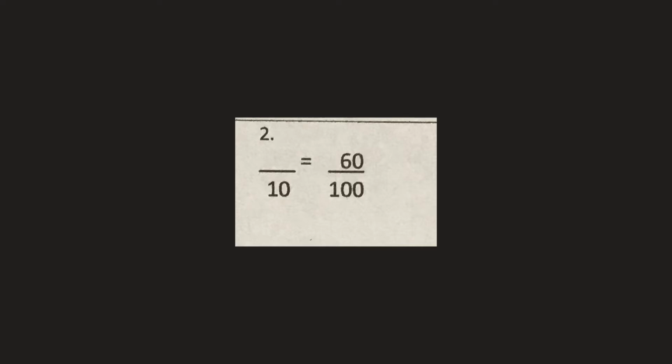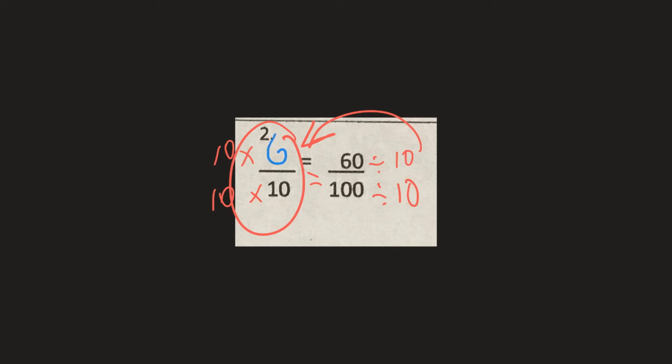Okay, this one's new this week. We've seen where we go from this side to this side by multiplying the top by 10 and the bottom by 10. So since we're going this way, we're going to divide the top by 10 and the bottom by 10. So 60 divided by 10 would be 6, and 100 divided by 10 would be 10. So 6/10 equals 60/100.